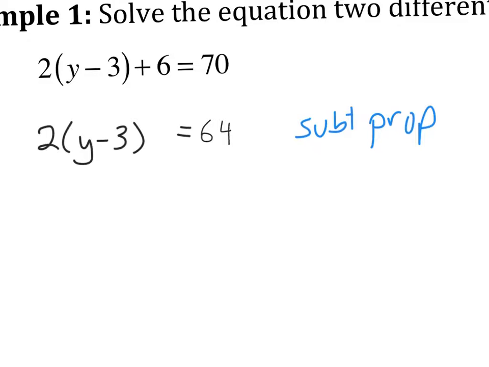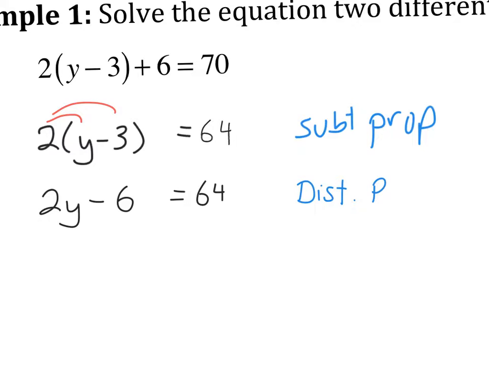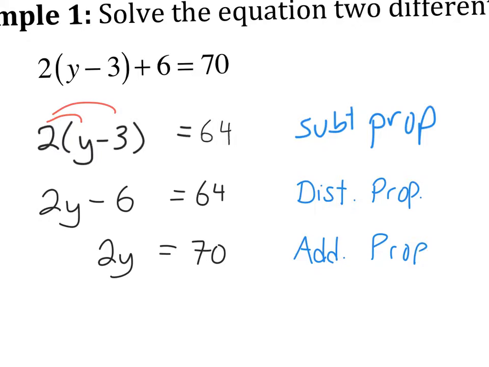Now, a lot of us probably said this. Let's go ahead and distribute. But it's actually here that we could have done something different. So that's the distributive property. I'm going to abbreviate distprop. And now I'm going to add 6 to both sides here to bring me back to 70. Hashtag back where I started. Addition property.